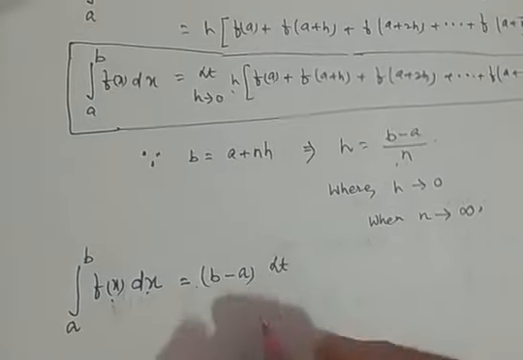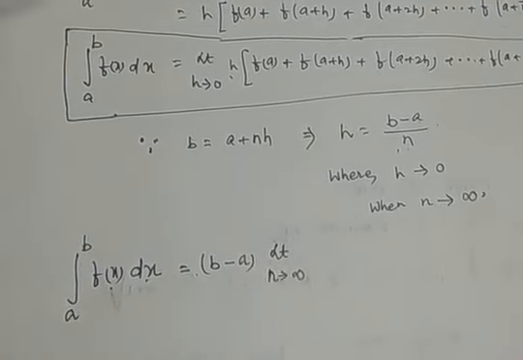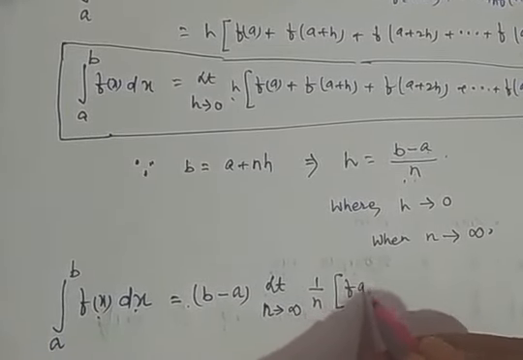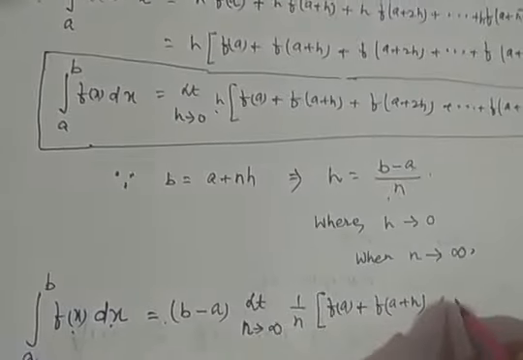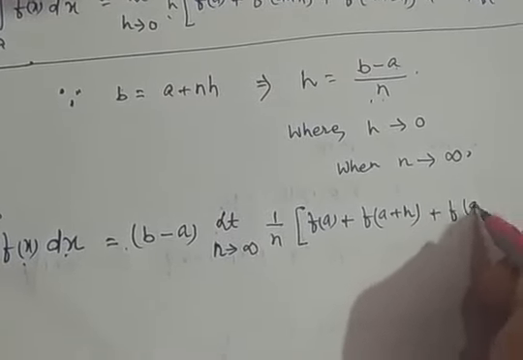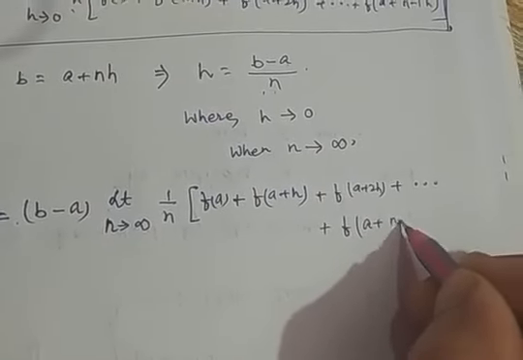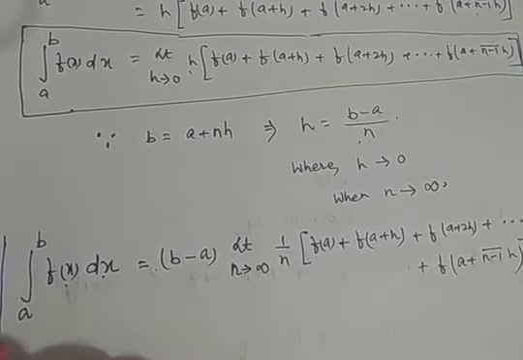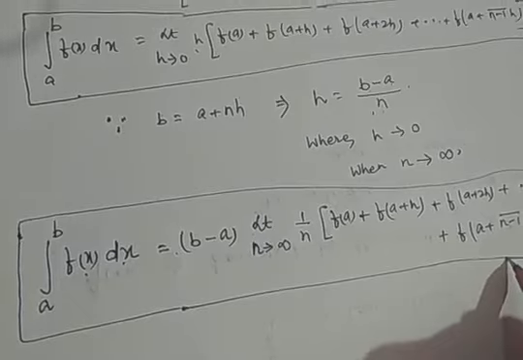into the limit as n tends to infinity of (1/n) into [f(a) + f(a + h) + f(a + 2h) + ... + f(a + (n - 1)h)], which is another formula of the finite integral as the limit of a sum.